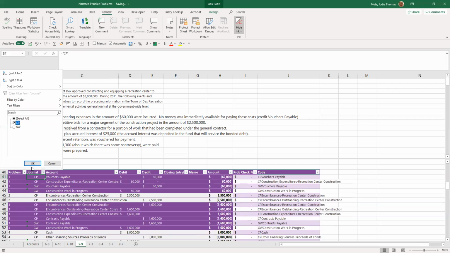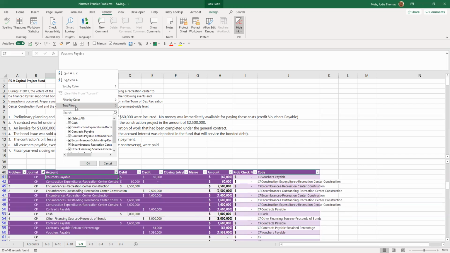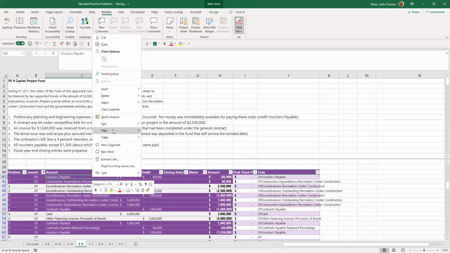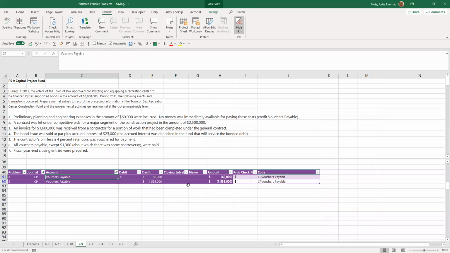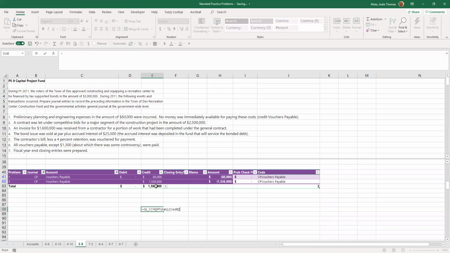First, let's filter to where we're only looking at capital projects. And now let's filter to where we're only looking at vouchers payable. Let's do this. Right click, filter by selected cell value. I love that. All right, so we have the total of those two, 1.596. Let's do a total row here, where it'll automatically give me total debits and credits that are visible. So sum, except they're saying here that we're doing everything but 1,300. So we got 1,594,700.